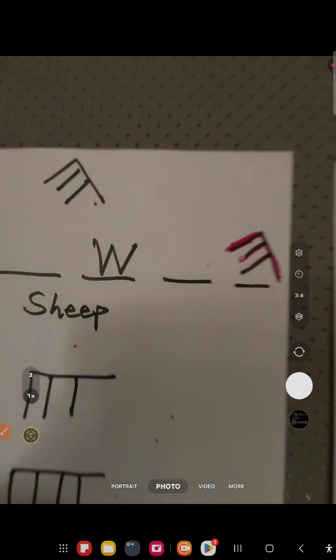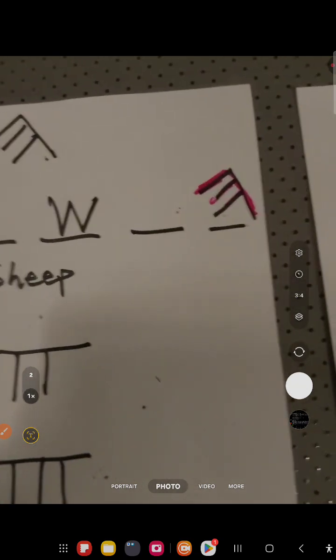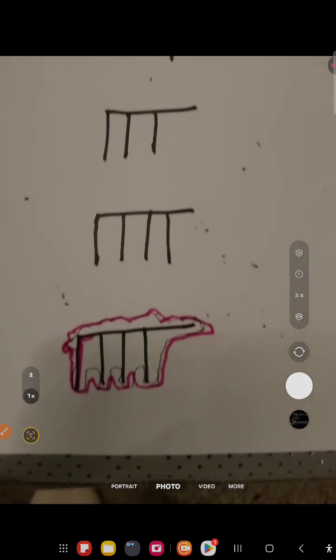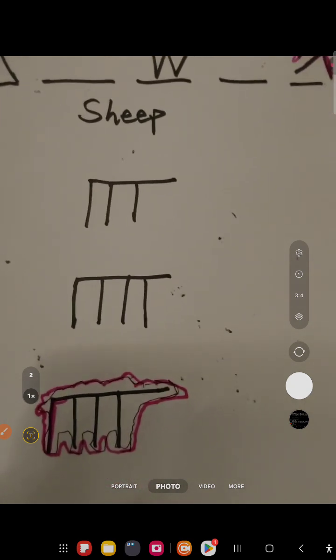All right, and then we have ha. Where does ha come from? Ha comes from our word for sheep, which is ha-sha-ha, okay? And as you can see, you turn it on its side and everything, and it's a pictogram for a sheep.